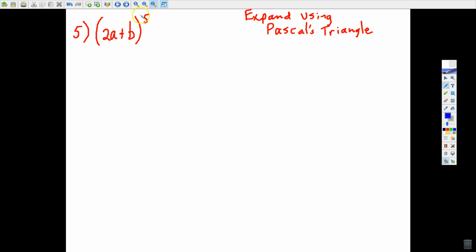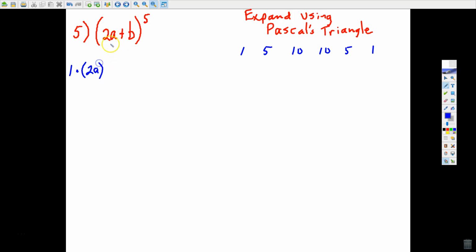The row of the triangle that I'm going to pick should have 6 numbers on it, and it's going to be the row 1, 5, 10, 10, 5, 1. Okay, when I'm done, I should have 6 terms in my total expansion. So let's just walk through using the triangle. I take the first number from the row, 1. Now I'm going to multiply that times 2a. That's the first term in the binomial.